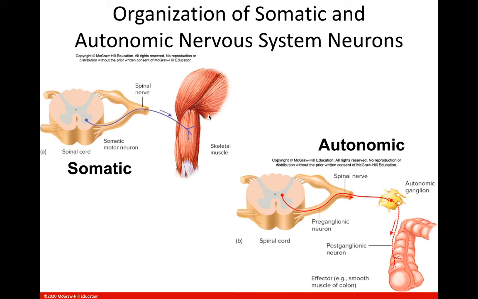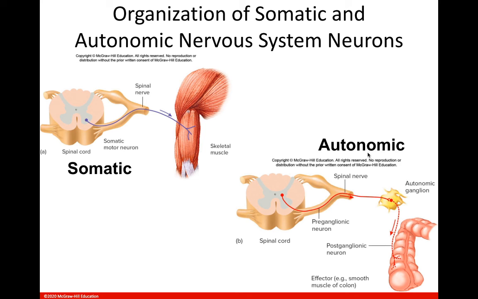Okay, so as we can see here, again, comparing and contrasting the somatic and autonomic nervous systems. Again, with the somatic, we have one nerve. This is a spinal nerve here. We have one nerve going from the spinal cord to the skeletal muscle. Again, from the CNS to the skeletal muscle, controlling conscious, voluntary movements for the most part.